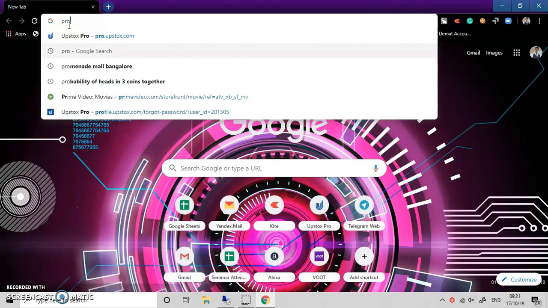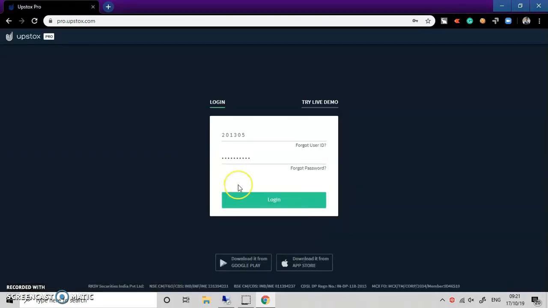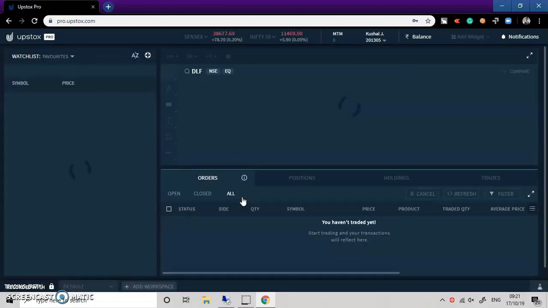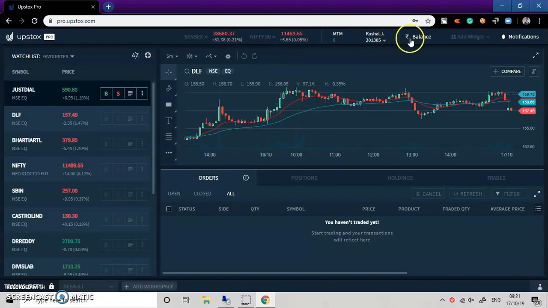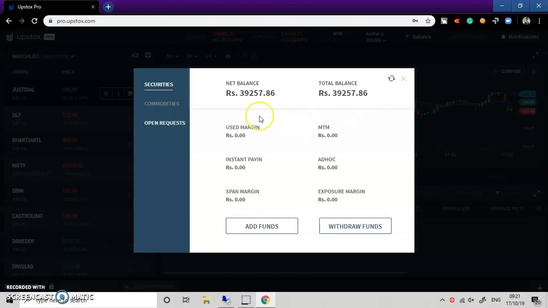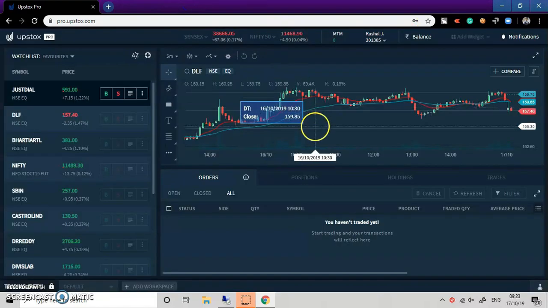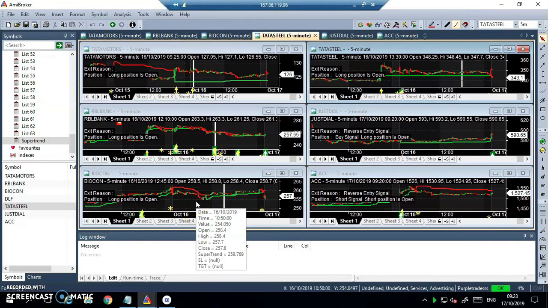And I'll quickly go to my pro.upstocks.com also, open that just to show you. Even if you do not open this, it doesn't matter. So what you see right now is my balance went from 38,000 to 39,257 because of the profit that I made yesterday. So it's 9:24, and a signal should come anytime right now for all the 6 stocks as usual.